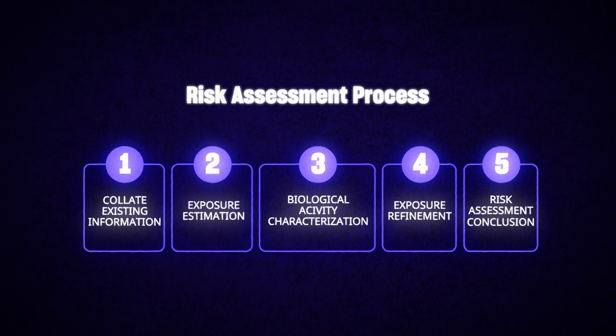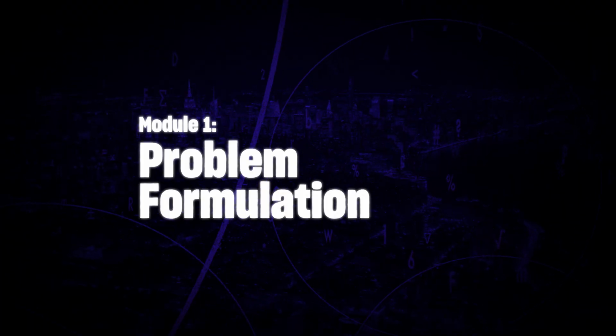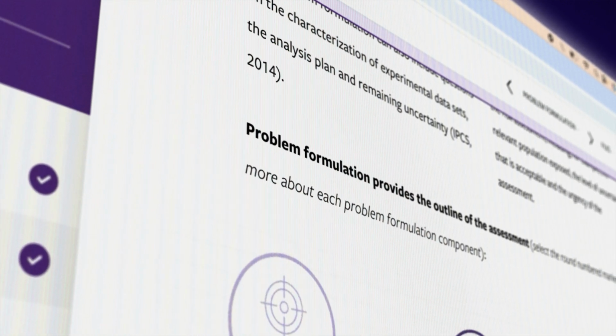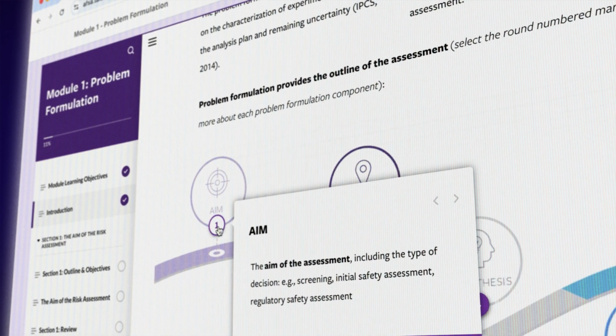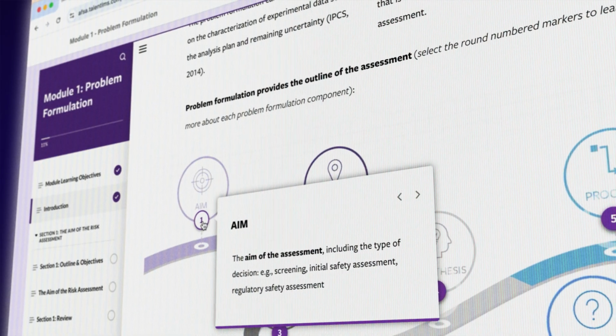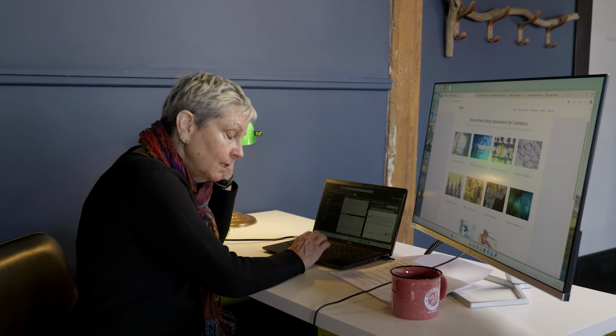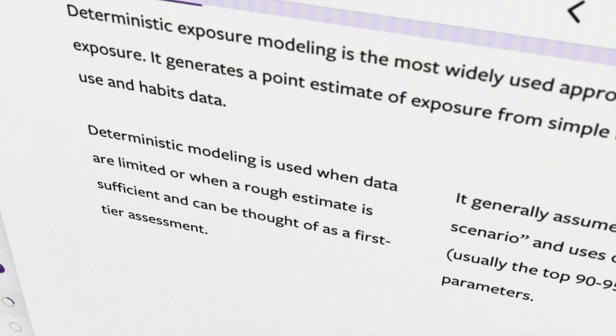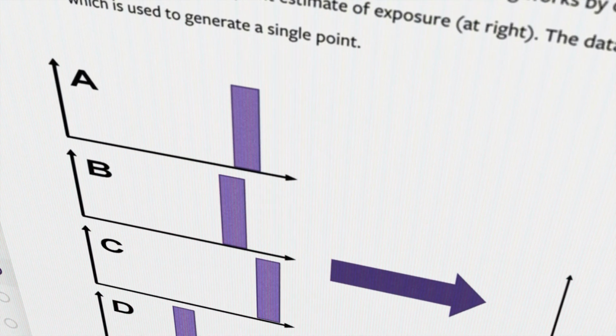The modules are in order of the risk assessment process. So you start with the problem formulation, that's the first module, in which you set up the parameters of your assessment. So what is it? What are you looking at? What are the biological concerns that you want to know about? As well as, you gather all the information you already have. So what is known about this chemical? What's known about the exposure? And then module 2 is all about how you estimate consumer exposure because it's for cosmetics and cosmetic ingredients.